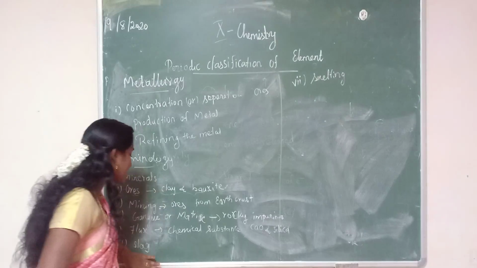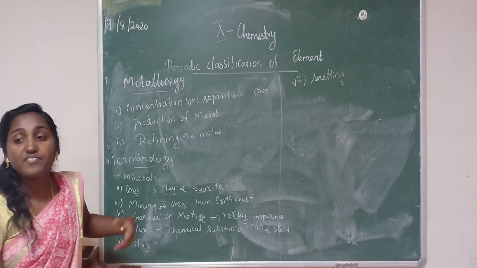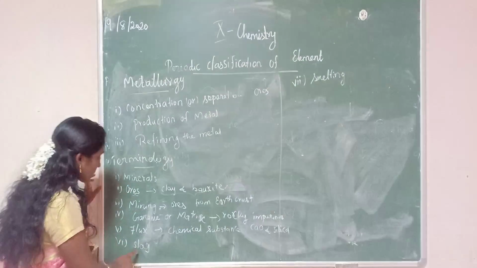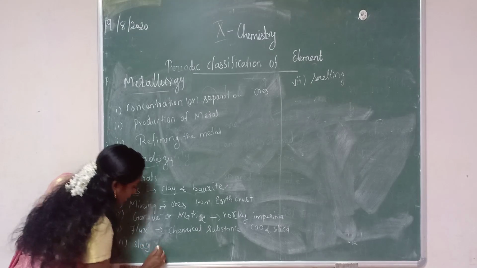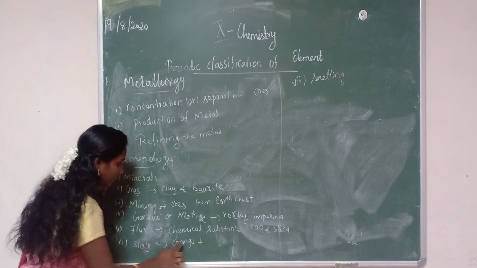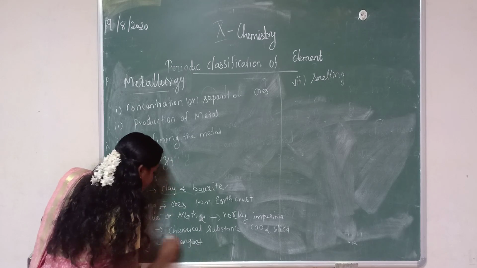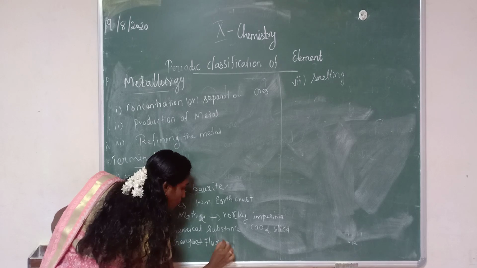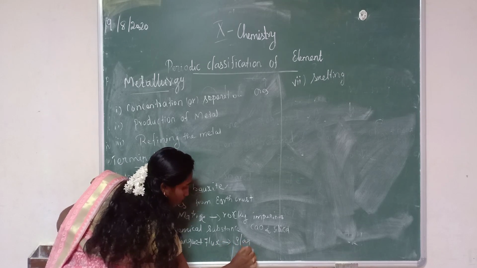Then next is slag. Slag is a waste product. So here, gangue reacts with flux to form slag, a waste product.